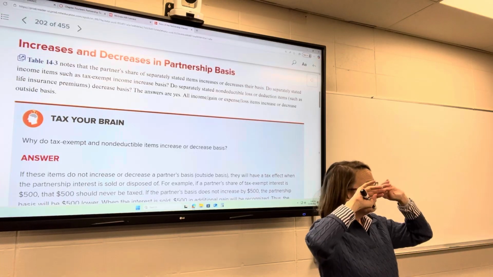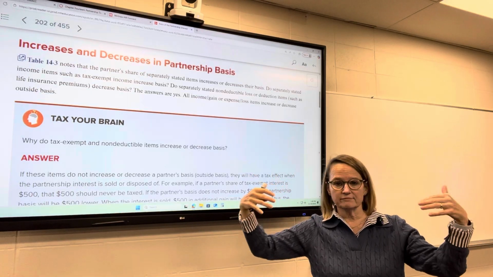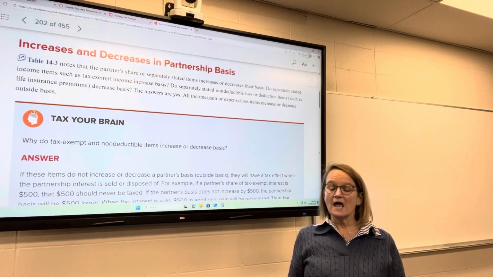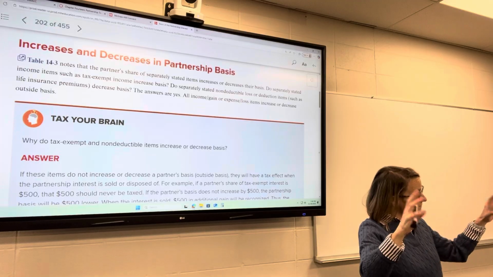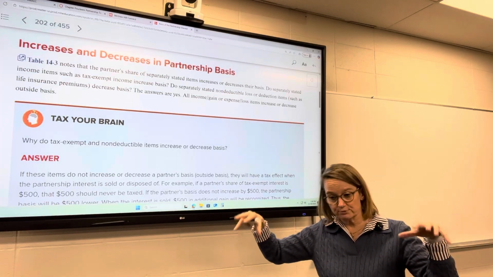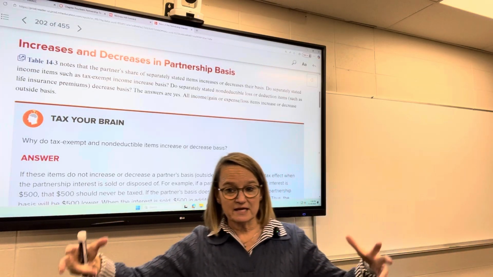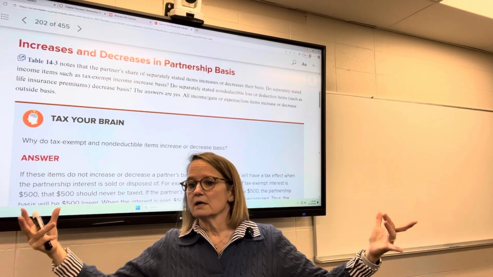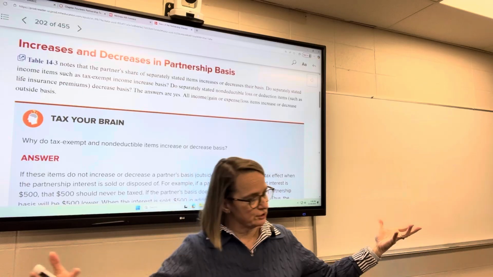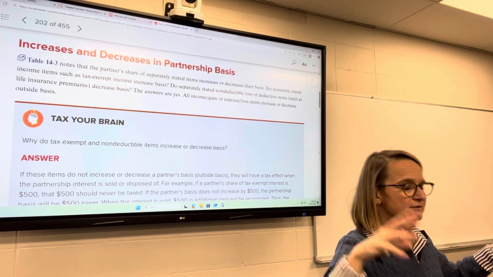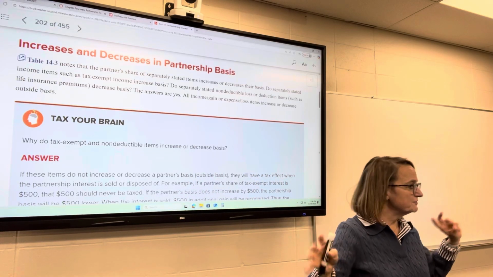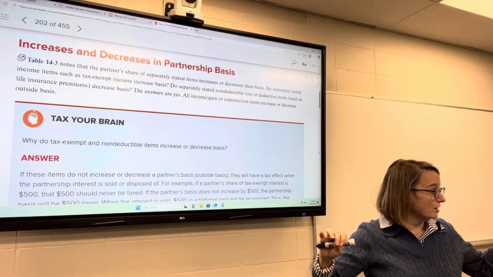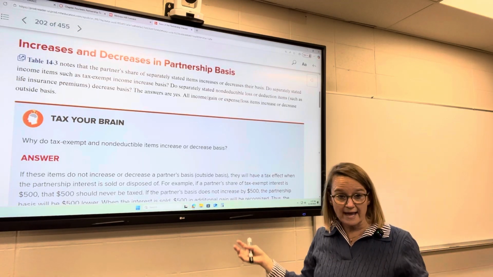So remember, partnerships can have charitable contributions. The partnership itself makes a charitable contribution, and then each partner, based on their ownership percentage, gets to take advantage of that deduction. So if the partnership makes a $2,000 charitable contribution, and we have 2 partners that are 50-50, each of those partners can take a $1,000 charitable contribution on their Schedule A.